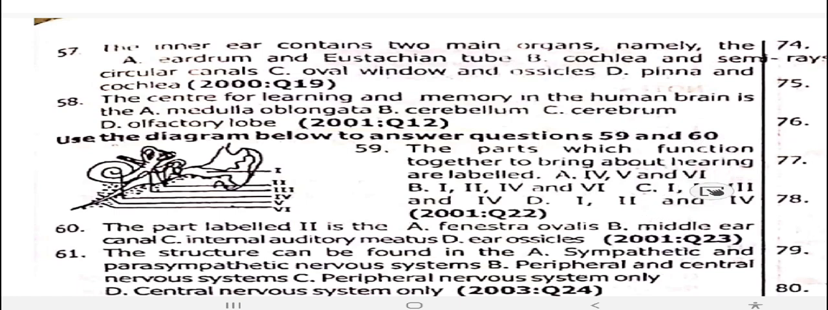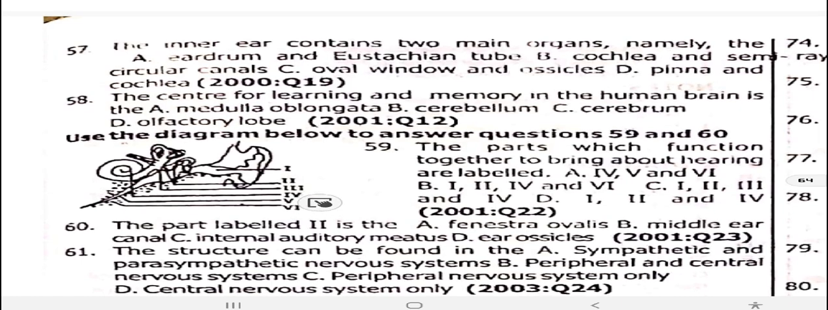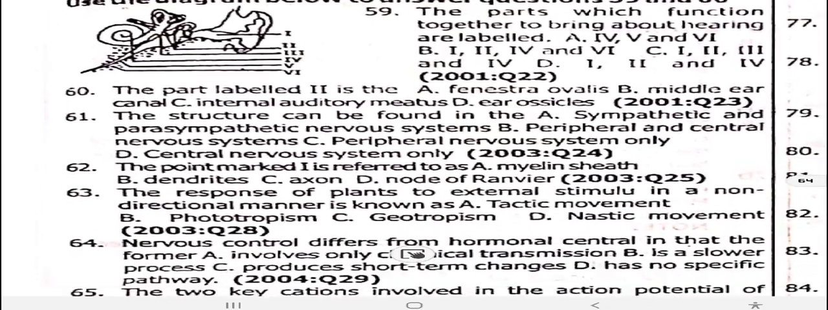I and IV. 60. The part labeled II is the ear ossicles, option D. 60 is the ear ossicles, option D. While the part labeled V is called the eustachian tube or internal auditory meatus, and the VI is a bone. This is a bone. So moving on.